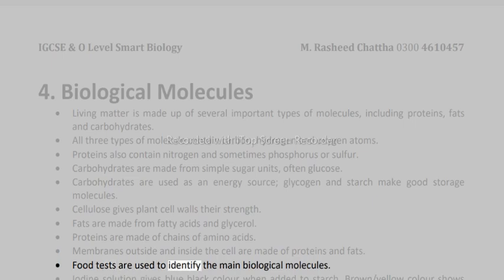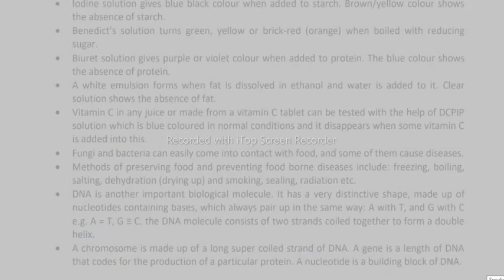Food tests are used to identify the main biological molecules. Iodine solution gives a blue-black color when added to starch. A brown-yellow color shows the absence of starch. Benedict's solution turns green, yellow, or brick red, orange, when boiled with reducing sugar.